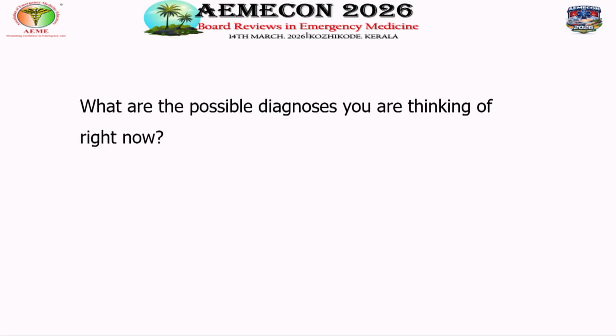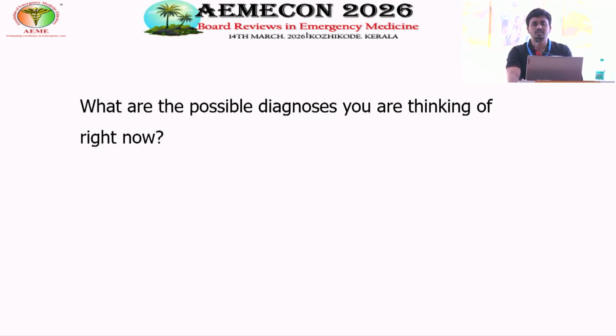So, what are you thinking about? One of you can answer. What is the probable diagnosis in this? Variceal bleed. Excellent. I thought you will tell upper GI bleed, but you directly went into the answer. It is variceal bleed because I gave history of alcoholism. But it can be gastritis also. Right. So let us keep it to upper GI bleed.